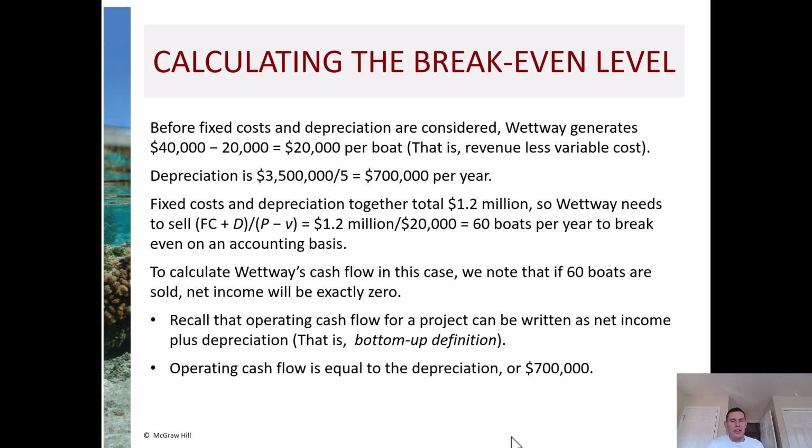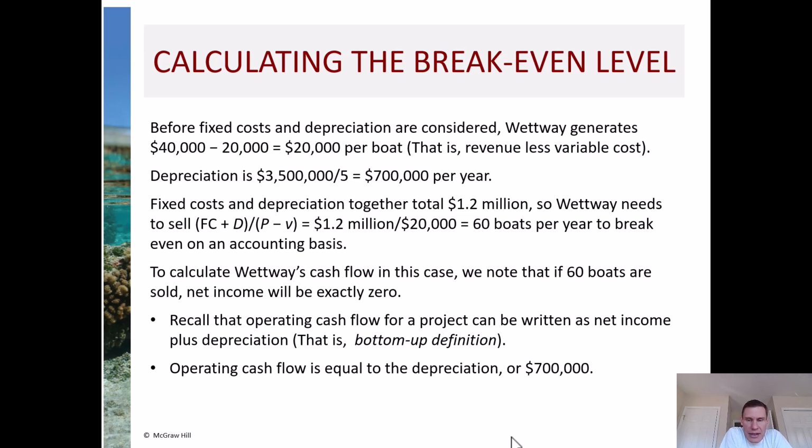Before fixed costs and depreciation are considered, Wetway generates 40,000 minus 20,000, which is of course 20,000 per boat. So that's the revenue minus the variable cost. We knew that they were doing this over 5 years, so we take the depreciation of 3.5 million, divide it by 5 years. There is your 700,000 per year. Fixed cost and depreciation together total 1.2 million. So Wetway needs to sell 1.2 million divided by 20,000, which is 60 boats per year, in order to break even on an accounting basis.